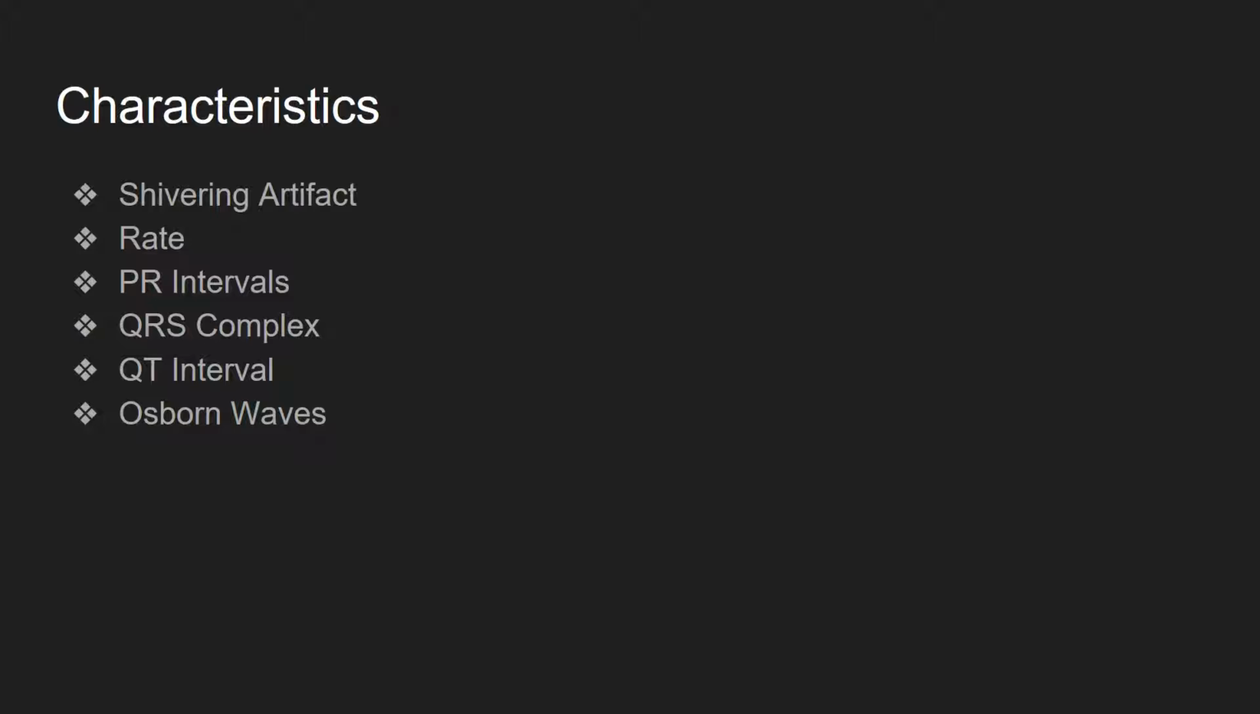The PR intervals may occasionally be greater than 0.2 seconds. The QRS complex may be occasionally abnormally wide and greater than 0.12 seconds. And then the QT interval may also occasionally be prolonged. The last thing you may see are what are called Osborne waves or J waves, which I will show you in a later example.